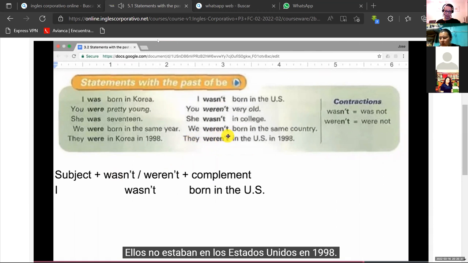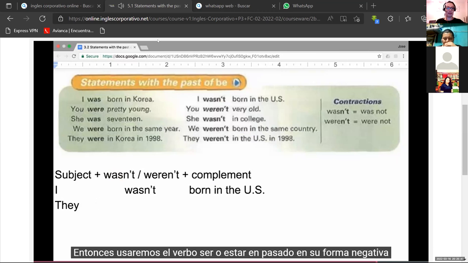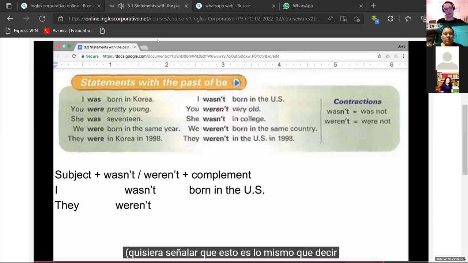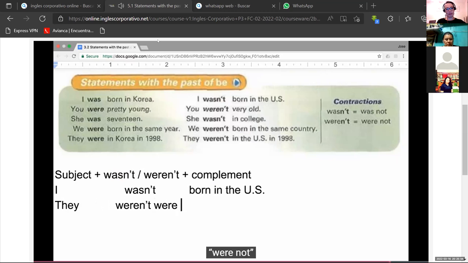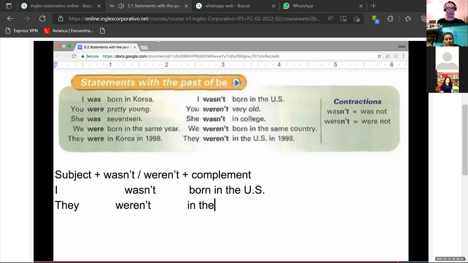They weren't in the US in 1998. First, we need to add the subject, they. Then we'll use the verb to be in the past in its negative form, weren't. I would like to point out that this is the same as saying were not, but we will typically use contractions. Finally, we include a complement: in the US in 1998.